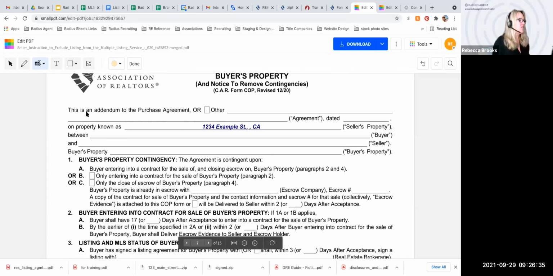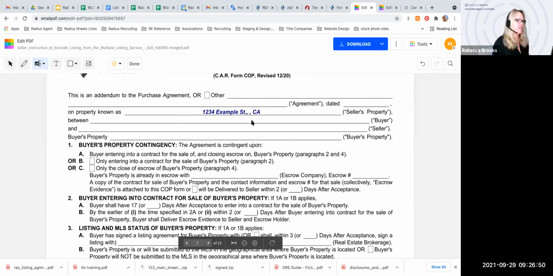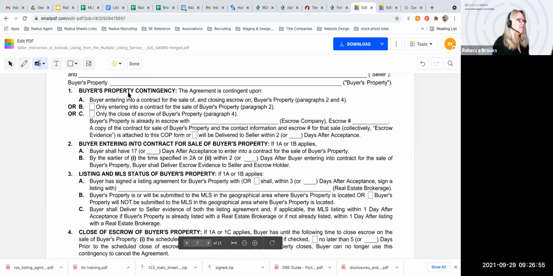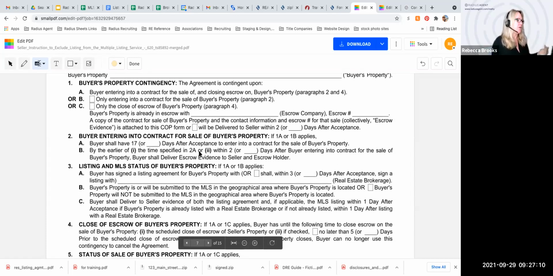Okay, so this is actually an addendum to the purchase agreement. Or you could write in here, for instance, San Francisco has its own contract, so you could put San Francisco purchase agreement, whatever it is, but this is an addendum to a purchase agreement. And this is where you fill in all of the information regarding the property. Then this is where it says that the buyer has a contingency, and this agreement is contingent upon the buyer entering into a contract for the sale of and closing escrow on buyer's property. This is for the buyer's existing property.